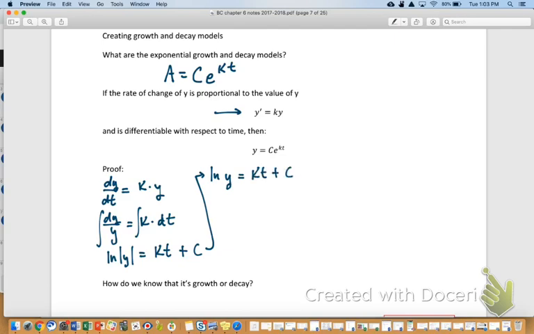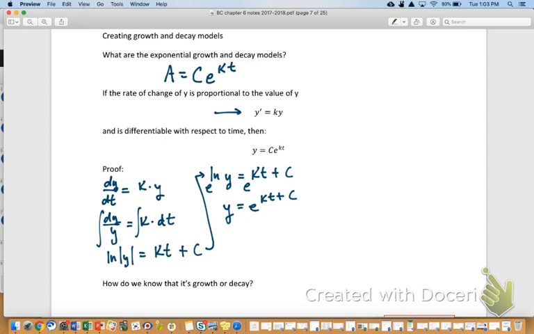Based on that reasoning, based on what the initial condition would be, there's no way it's going to be a negative number. So then we solve for y by exponentiating both sides. So we get y equals e to the kt plus c.